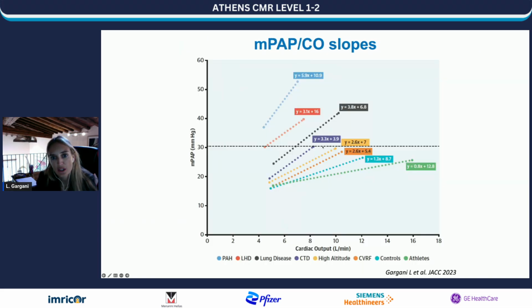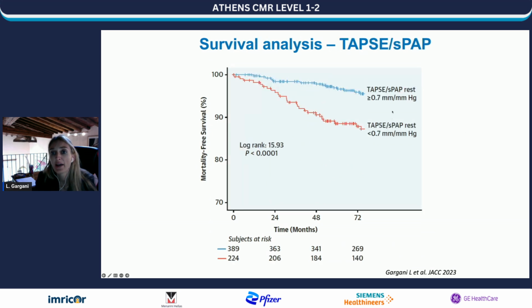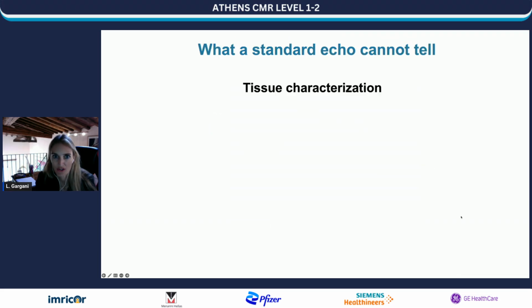And if we see the slopes of the mPAP over cardiac output in different populations, you can see here the violet are the patients with connective tissue disease, that the curve is much steeper than controls, athletes, and patients just without cardiovascular risk factors. And there is also a prognostic value of this slope and also of the TAPSE over SPAP, which is another very simple but powerful predictor in these patients.